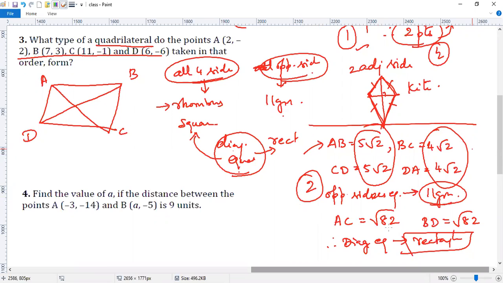And after that, apart from opposite sides, the diagonals are also equal. Half a mark for identifying the length of diagonals, half mark for identifying it as a rectangle. So totally 3 marks for this question.